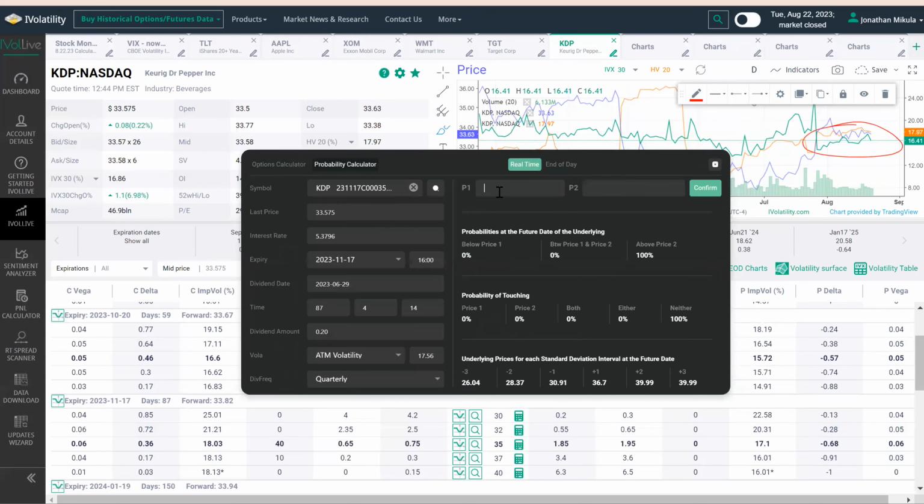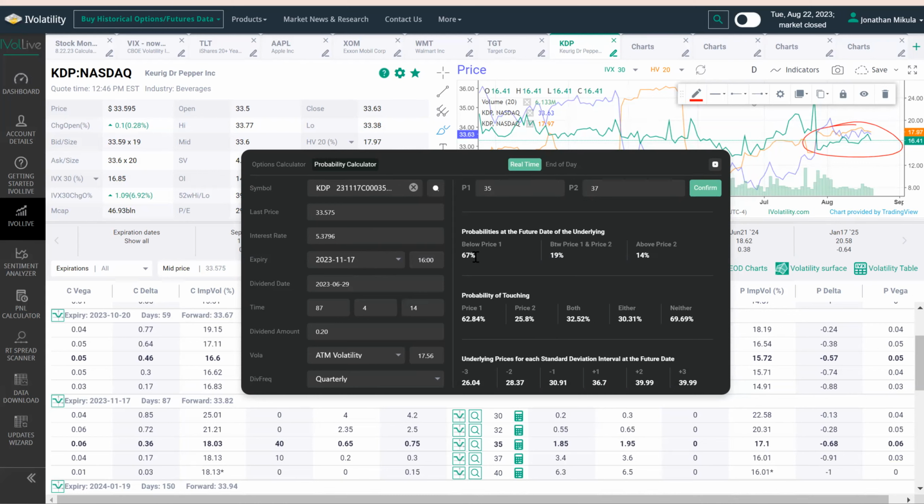And I could say current price is around 35 for our at the money strike for November, because it's a bit out there in time. It's a little bit higher than the current share price, but it's 35 regardless. And then our next one is 37. I could hit confirm, and I could see that there's a 67% chance it will be below 35 by this expiration date, and there's only a 14% chance it will be above 37.